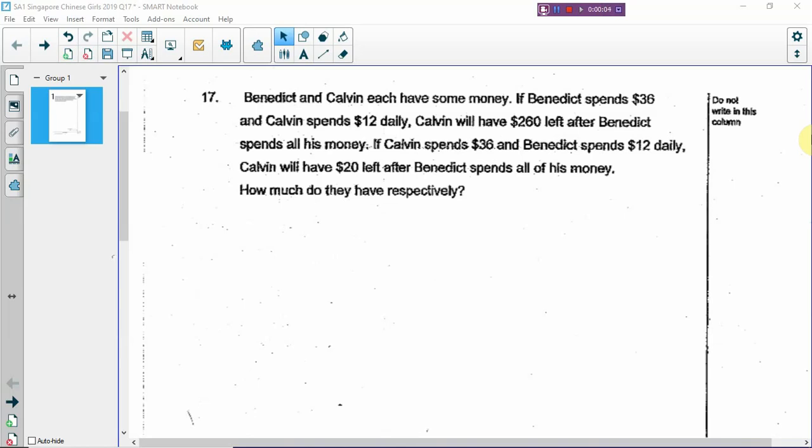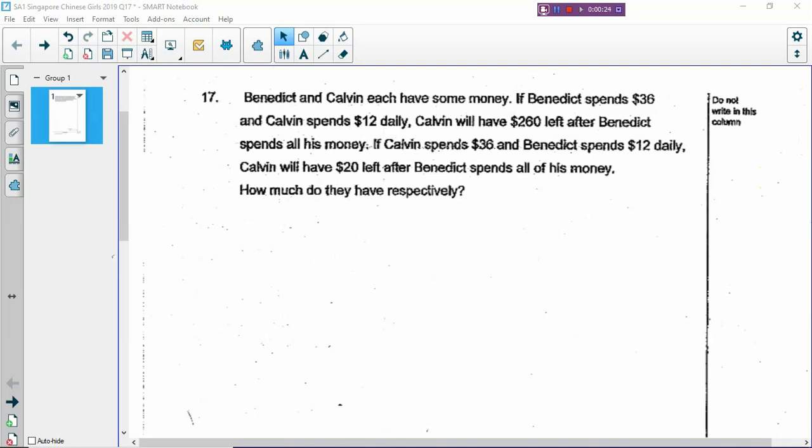Now today we are going to look at a P6 SM question, which is SA1 SCGS 2019. We're going to look at this question and break it down. But before we can break it down, we will need to think about the method that we can use. Is there any particular method that we can use to break down this problem?